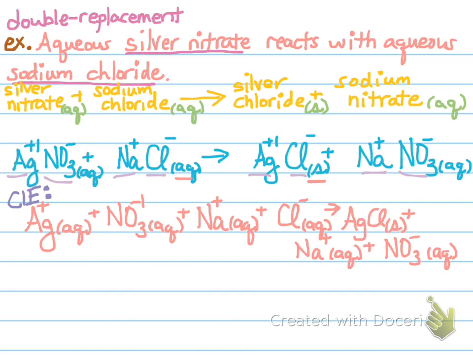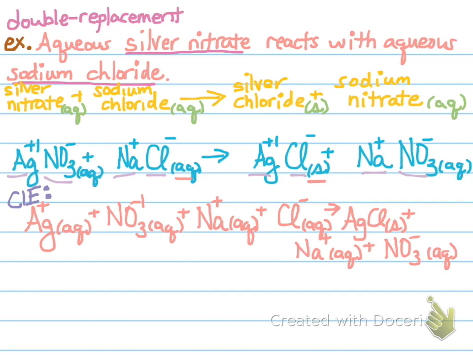And again, it's a complete ionic equation because it shows everything that was in the aqueous state of matter as it's dissolved, as its separate ions. Because it's an ion, it has to have a charge and it has to have a state of matter. So we have silver ion reacting with nitrate ion, reacting with sodium ion, and reacting with chloride ion to produce silver chloride, and sodium ion and nitrate ion. So this is your complete ionic equation.